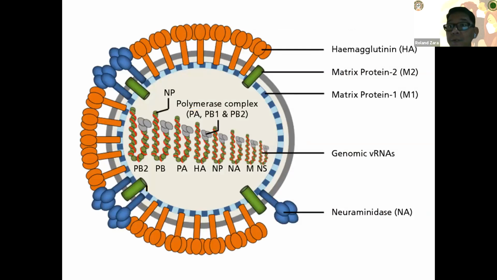Okay, so this is a good picture. You see here PB1, PB2, they are responsible for the transcription and translation of your structural proteins. These are the genomic viral RNA. This is the M2. This is the neuraminidase, which is tetrameric. The hemagglutinin is trimeric. This is the matrix M1 protein. This is the M2. So this is a good picture of your influenza virus.